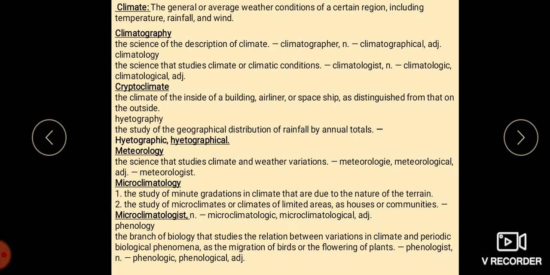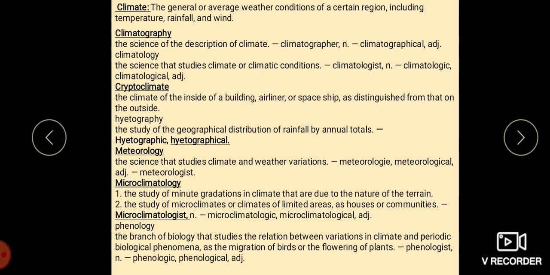Then we have microclimatology. Microclimatology is the study of minute gradations in climate that are due to the nature of the terrain, the study of microclimates or climates of limited areas such as houses or communities. Then the microclimatologists. So this is a branch of biology, children. See, even in geography we study about biology also.